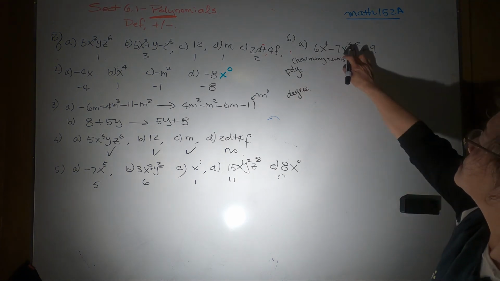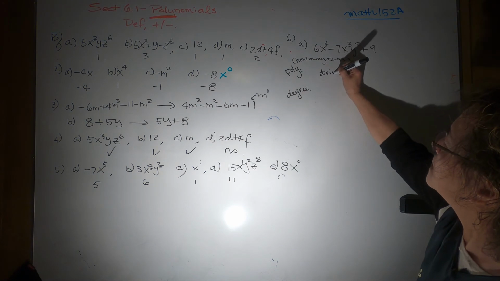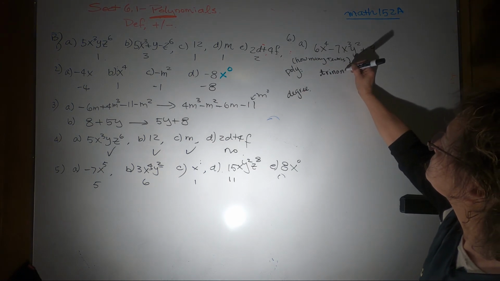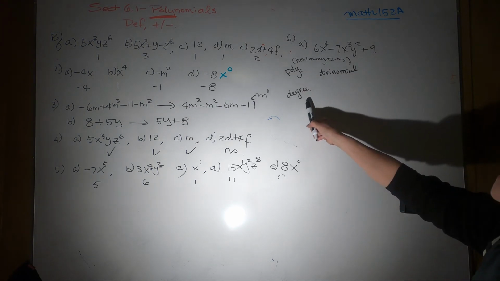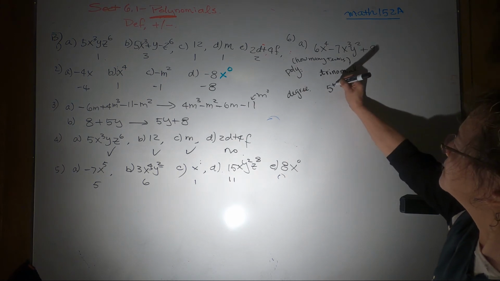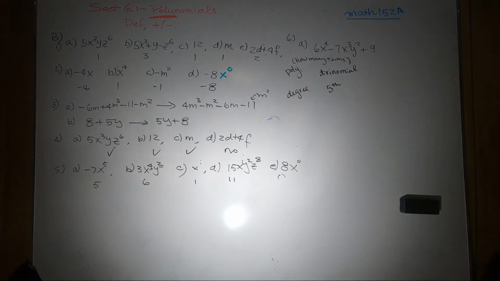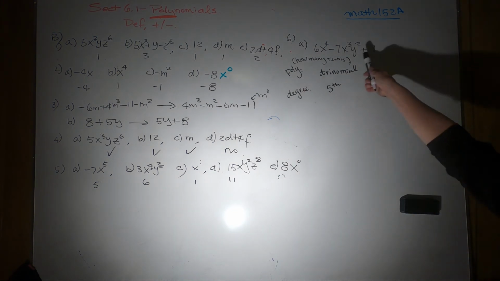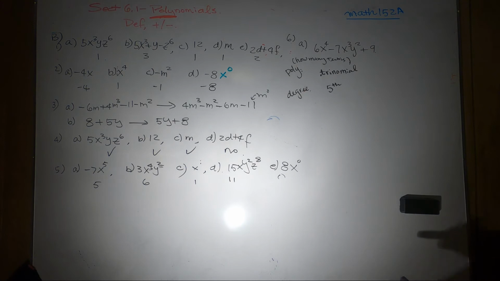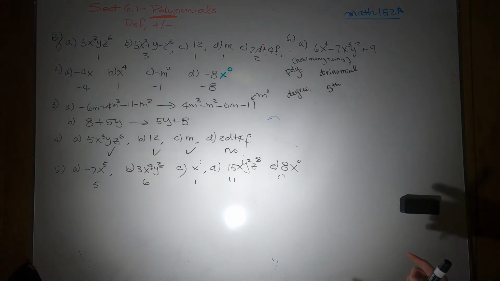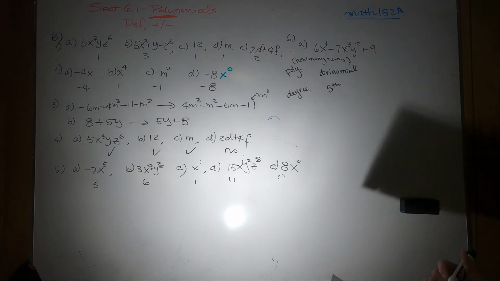So how many terms? 3 terms. So we call it what? Trinomial. Okay, then what's the degree? Highest one is 5, 5th degree, because 2 variables together rise up to 5, right? So we will call this one what? 5th degree trinomial. That's how we will say it. Okay, talk about degrees, talk about how many terms to describe a polynomial.